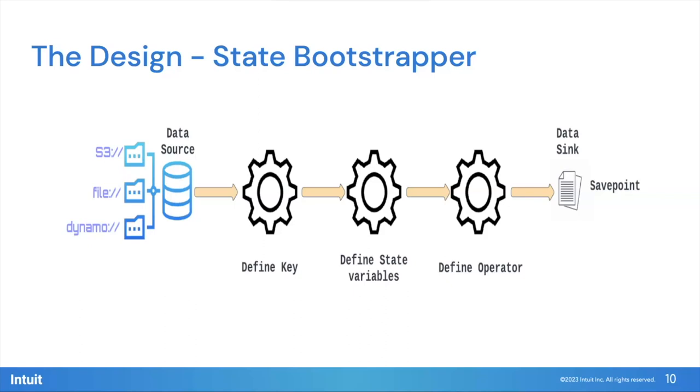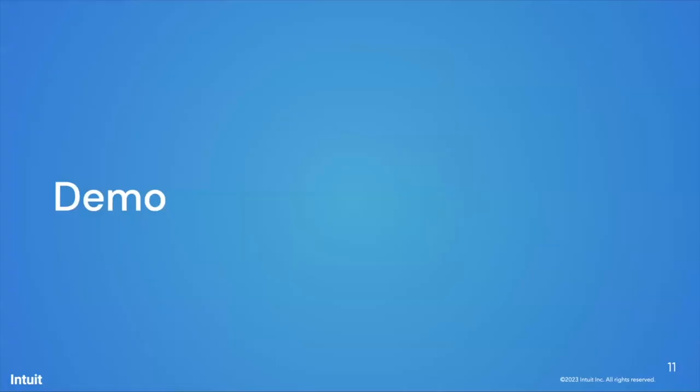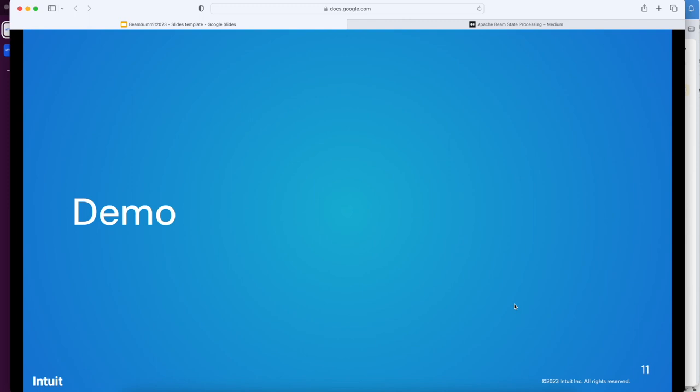So next, I will pass over to Prema to give a demo of our toolkit. Thank you, Antonio. Hi, everyone. Happy to see you all today. I hope now we have a good idea about the state processing toolkit. As discussed, it has two important features, state reader and state writer.